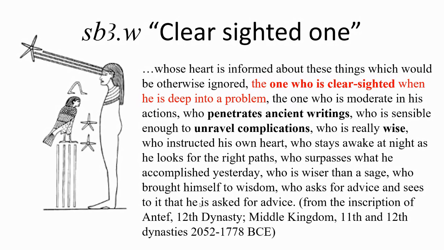And then it just says clearly, the one who is clear-sighted when he is deep into a problem. That means he's not obstructing his vision, his way. His logic, his thinking is not obstructed. His path of sight is clear. And so the point of having a clear sight, open minds, is so you can be able to better solve problems within the society. A Seba is the one who is moderate in his actions. That means he doesn't sway too far to the left, too far to the right.